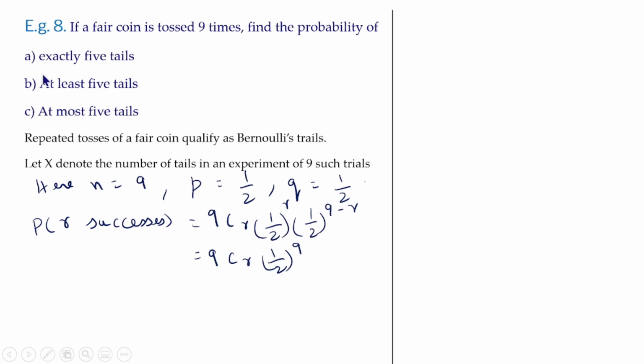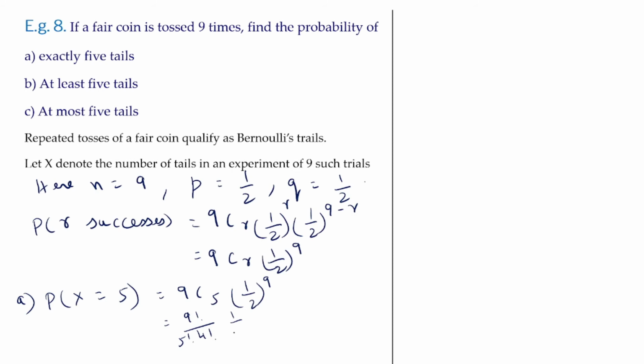The first subdivision is exactly 5 tails. So exactly 5 tails means probability of x equal to 5. So probability of x equal to 5 means here r is equal to 5. So it is 9c5 (1 by 2) the whole raised to 9. So this is equal to 9 factorial by 5 factorial into 4 factorial into half raised to 9, it is (1 by 2) the whole raised to 9, or 1 by 2 raised to 9.